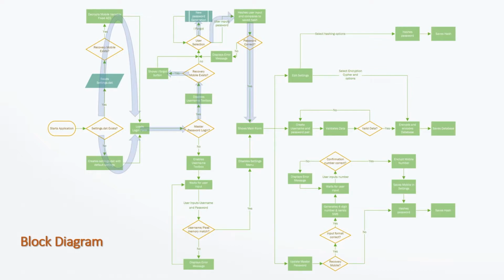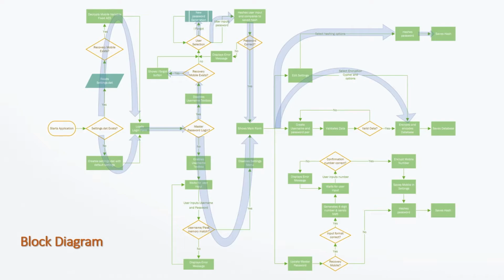Alternatively, if the user has already created usernames and passwords pairs, it will be allowed to use any of these pairs to log in. The main window allows the user to access the settings menu that allows to change the hashing options for the master password. The user is also allowed to change the encryption settings for the database.